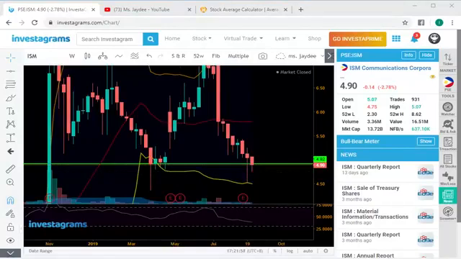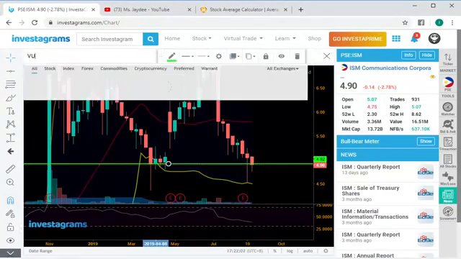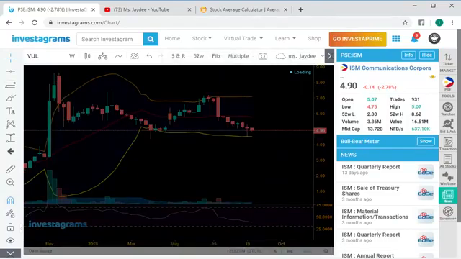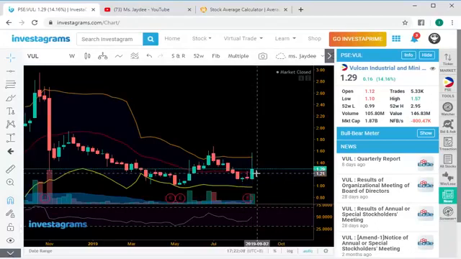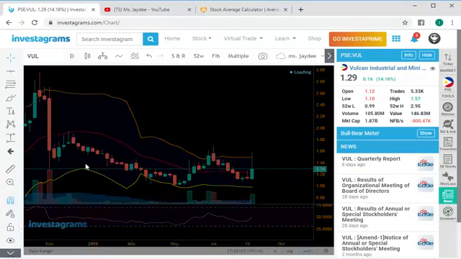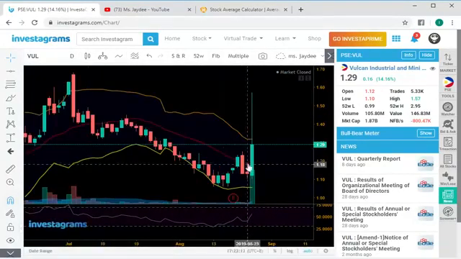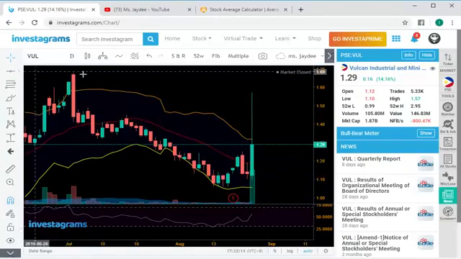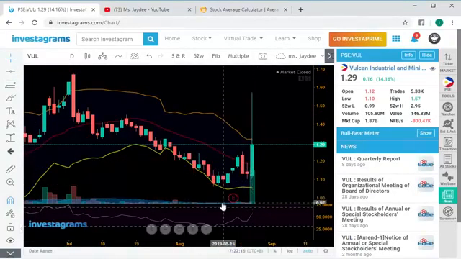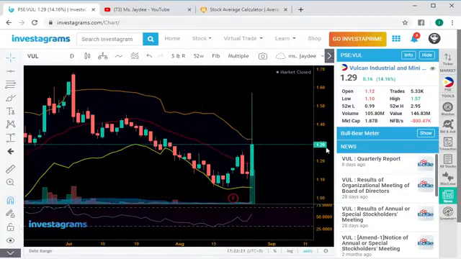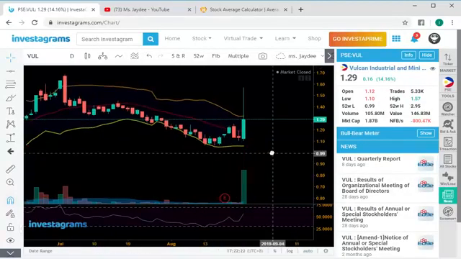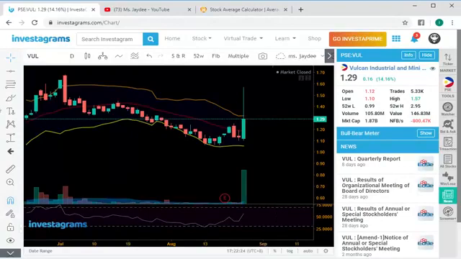Next, VUL. For VUL, on a weekly chart, we have a good bounce. Okay. Yep, if you want to get in for VUL, actually this is a good timing. So there wasn't really much volume yet. Okay, I'm sure people will start to show interest in this stock in the coming days.